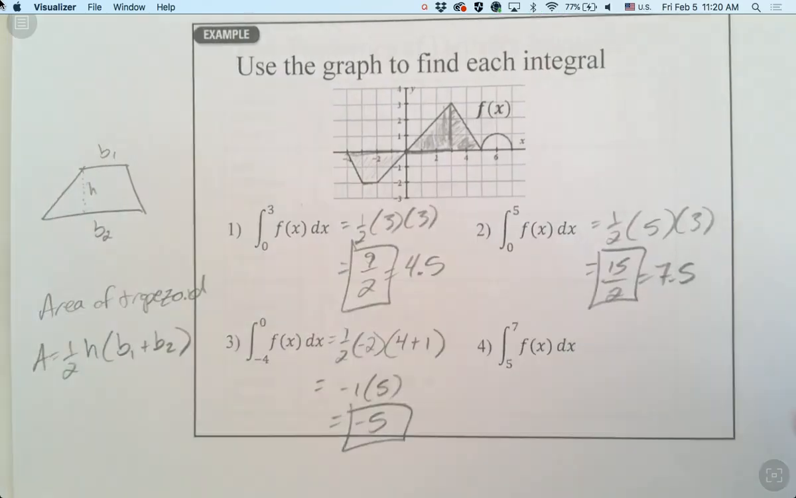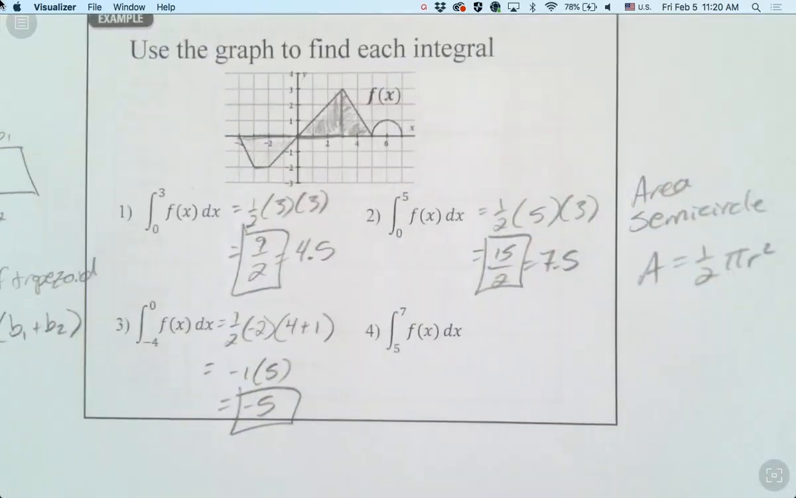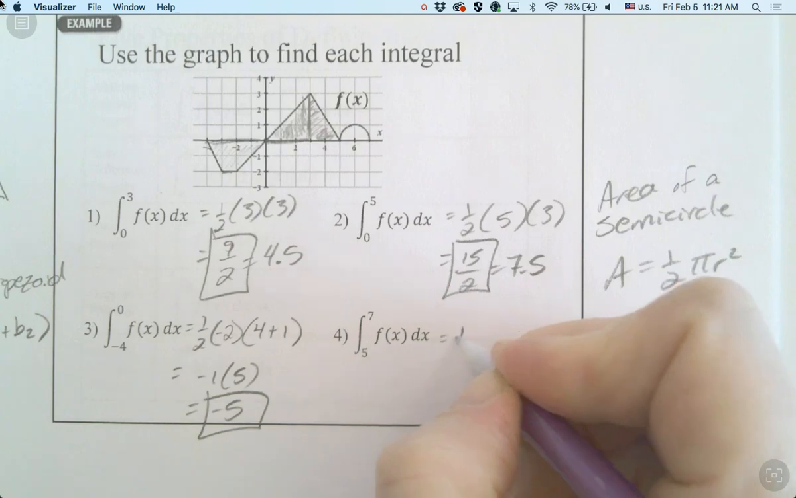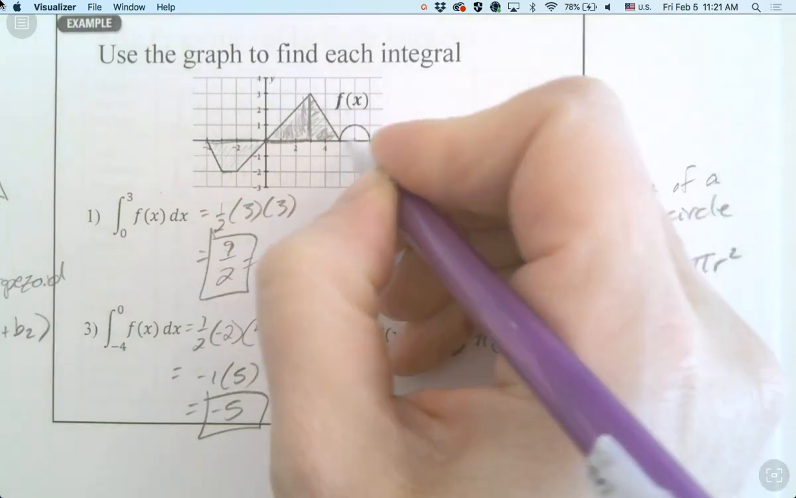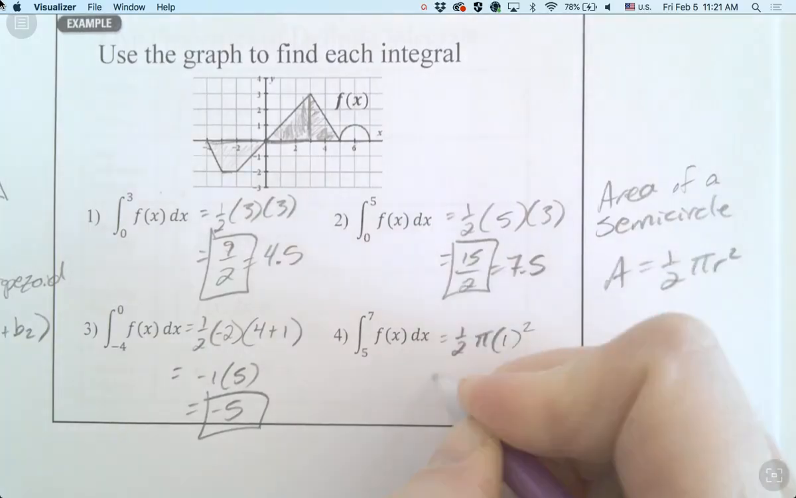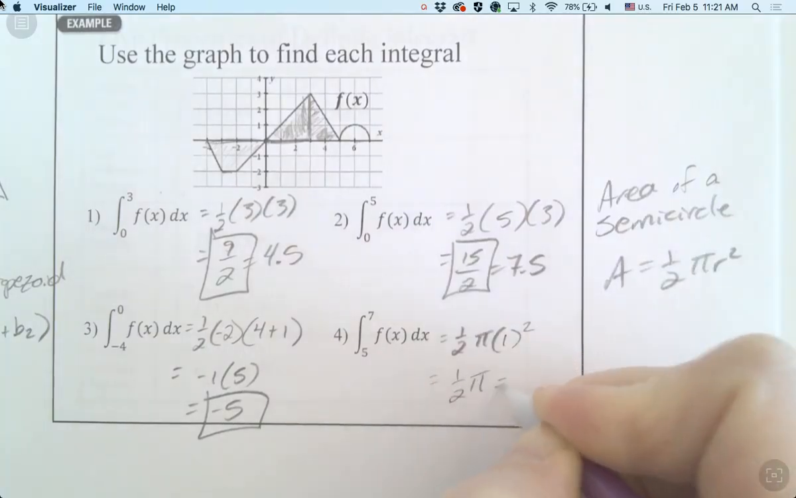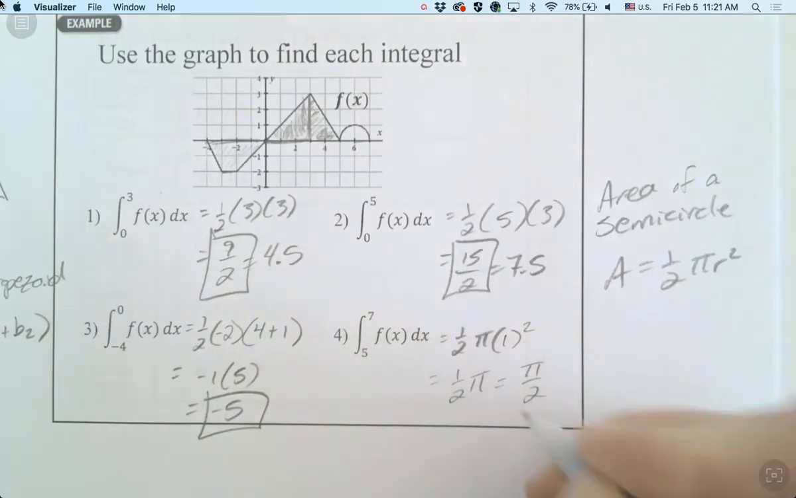A semicircle. So what's the formula for area of a semicircle? Yeah, 1/2 pi r squared. So you can leave that in terms of pi if you'd like for number 4. So 1/2 pi, and then the radius would just be 1. You can see the diameter is 2, so the radius is 1 squared. So you can call that half a pi if you'd like. We often in trig call that pi over 2. As a decimal, that's about 1.57.